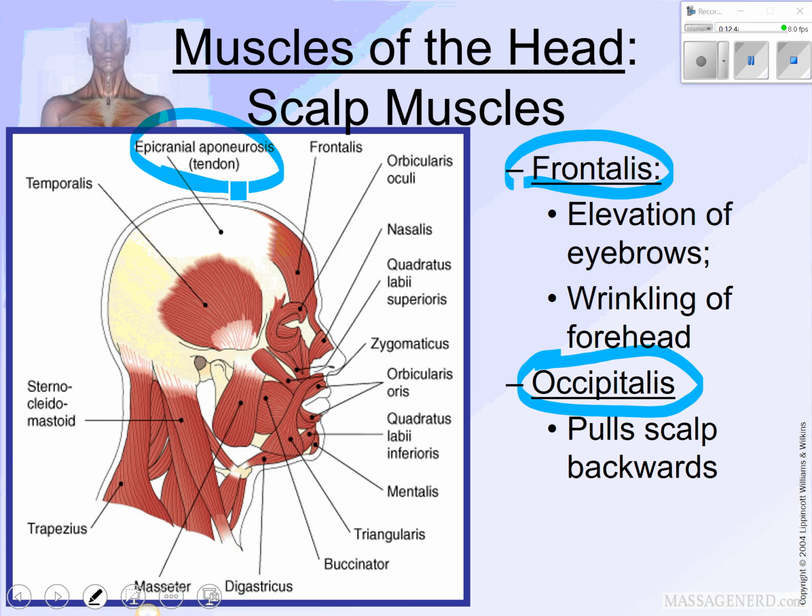So frontalis, of course, the origin of it would be the aponeurosis, and then the insertion is attached to soft tissue beneath the eyebrows. So that, of course, is elevation of the eyebrows, and it causes wrinkling of the forehead. Occipitalis pulls the scalp backwards. So the occipital bone and temporal bone is where it originates, and the insertion would be the aponeurosis.